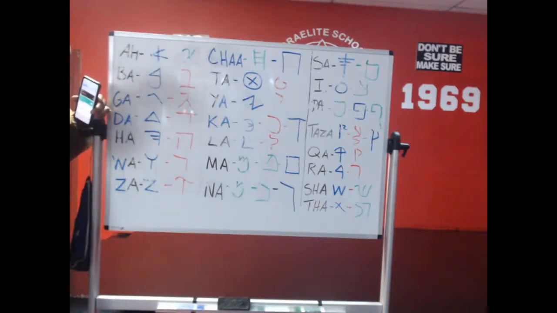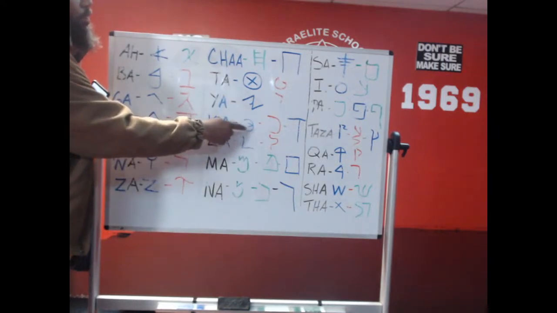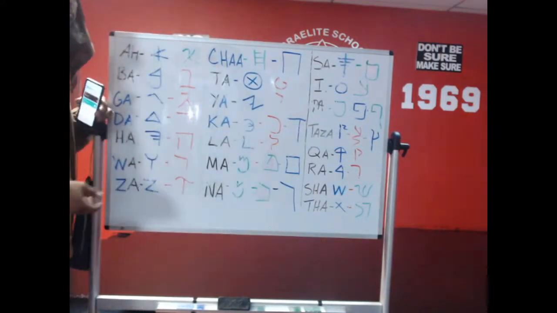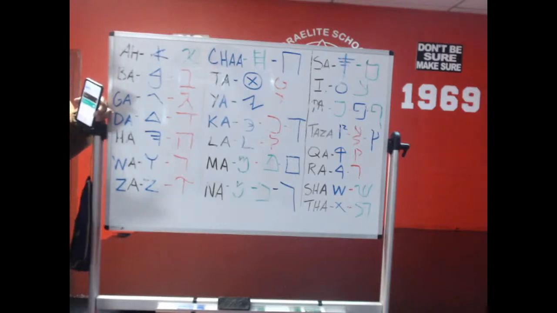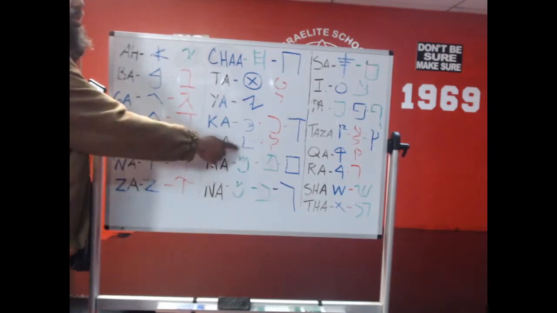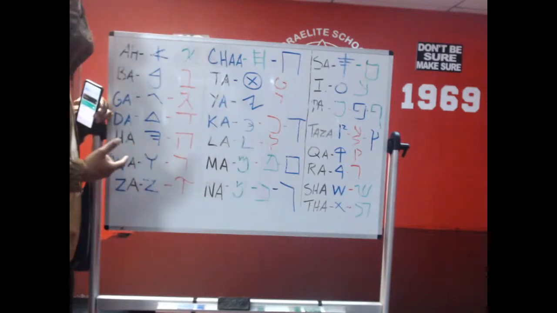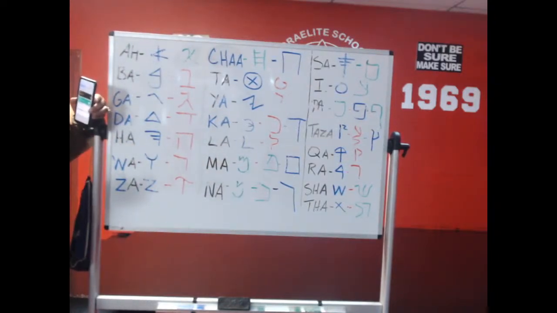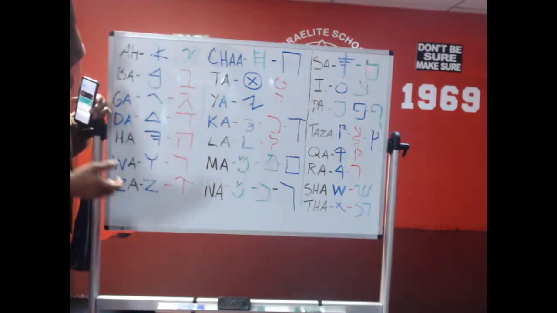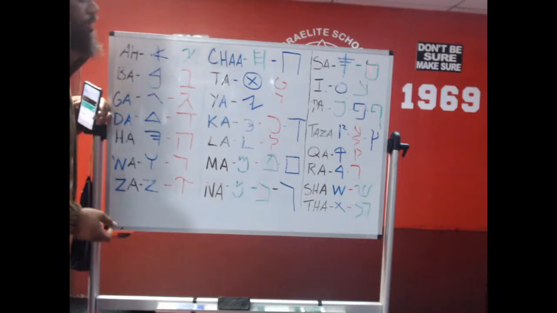Next we have Ka, which can look almost like the moon, like a crescent moon. Then next we have La, another easy character to recognize. La is going to resemble what? An English L.